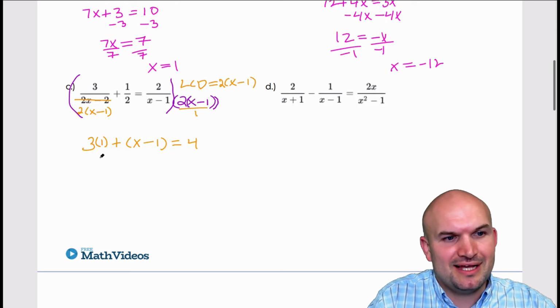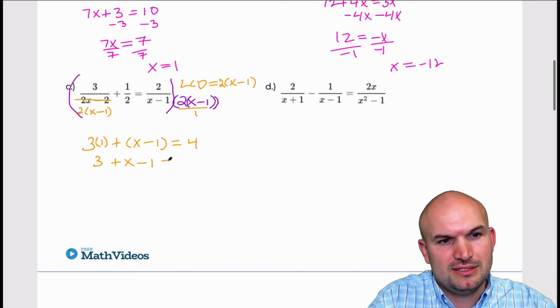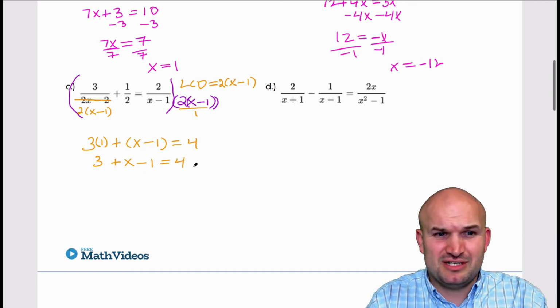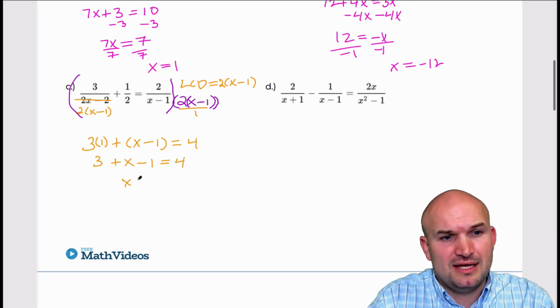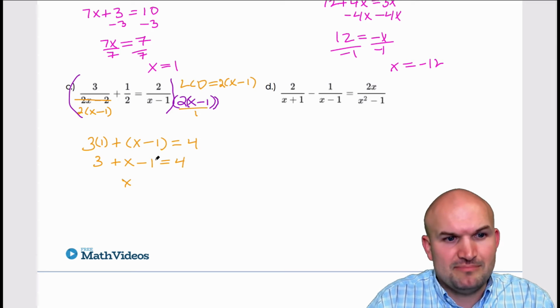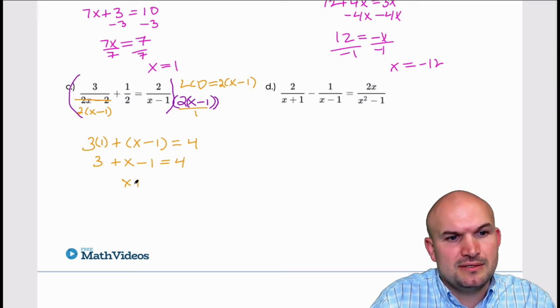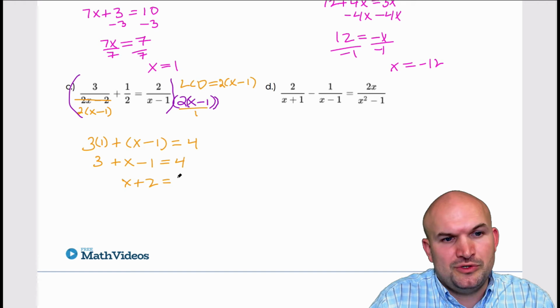So now in this one, I can just set 3 plus x minus 1 equal to 4. And now I'm just going to solve for x. Let's combine these, so this would be x plus 2 is equal to 4. And then just subtract 2.